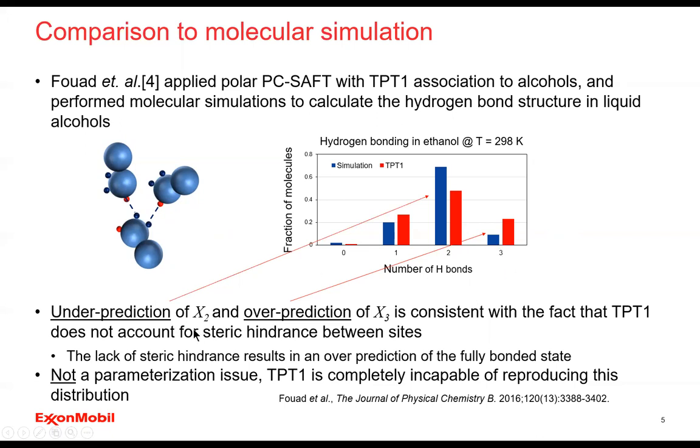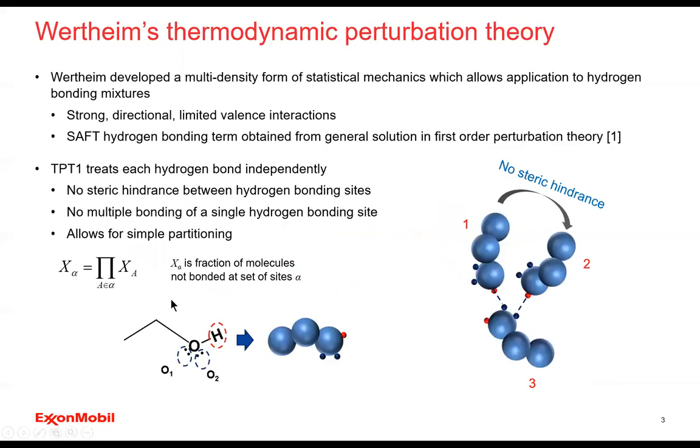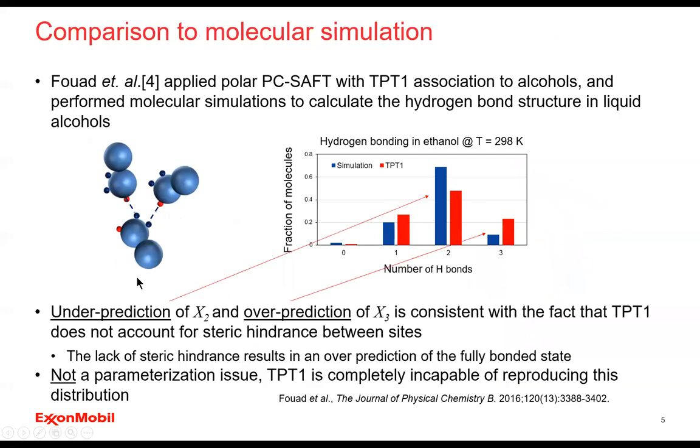Now, the lack of steric hindrance results in the overprediction of the fully bonded state, but this is not a parameterization issue. TPT1 is completely incapable of reproducing this distribution because it has forced on it this partitioning assumption, where we say that the fraction of molecules not bonded at the set of sites alpha is equal to this product. Once you're given X_A, that fixes the hydrogen bonding distribution.